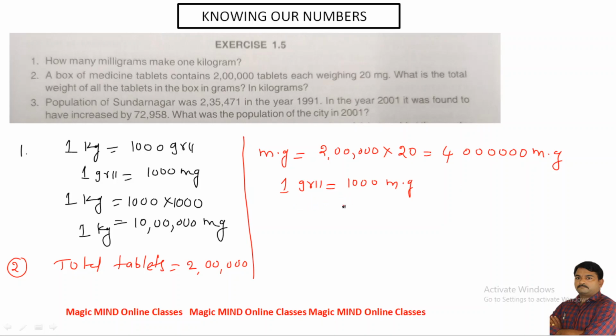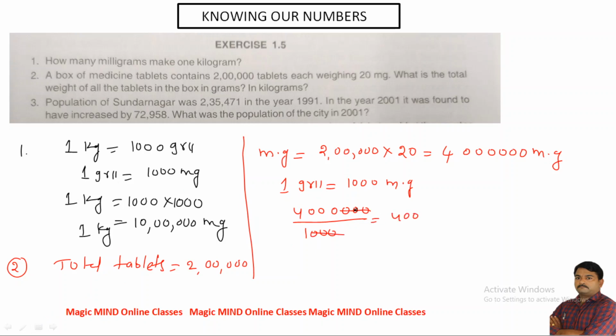Now 4 crore milligrams is how many grams? We have to divide the 6 zeros by 1000 milligrams, and we get the total in terms of grams. Here, simple, we can cancel 3 zeros and 3 zeros. Therefore, what are we getting?